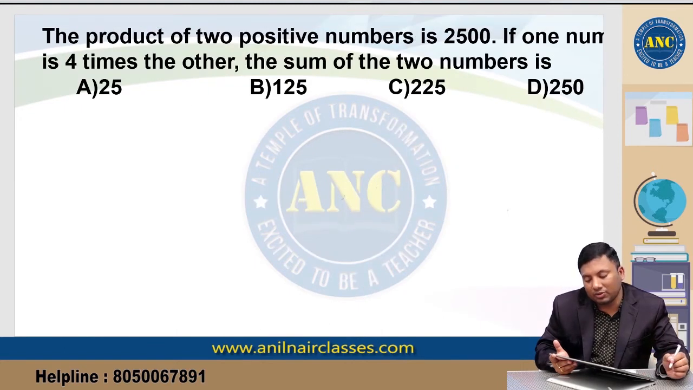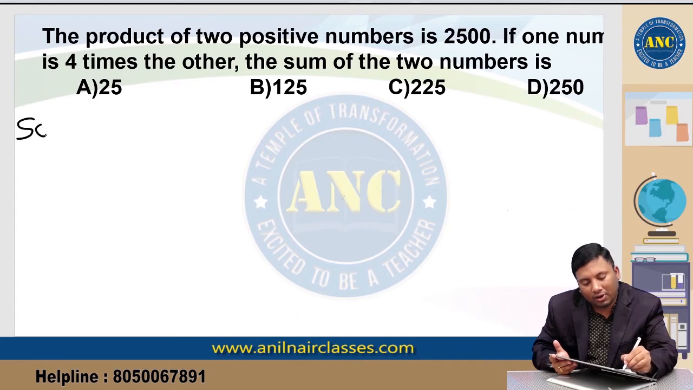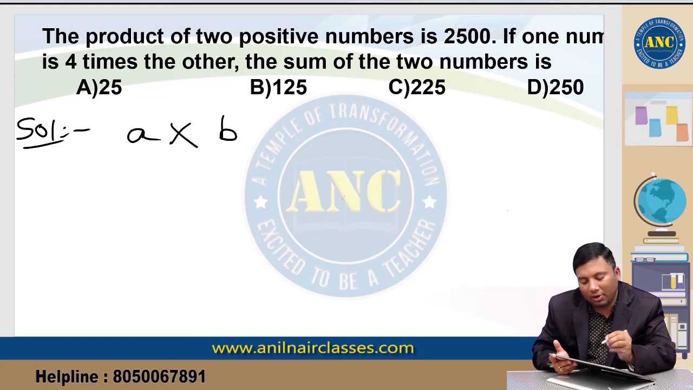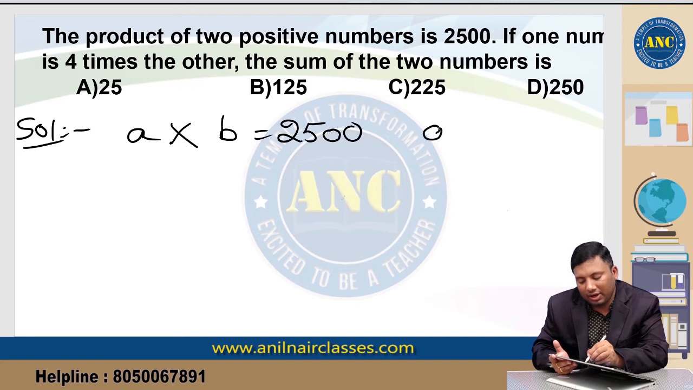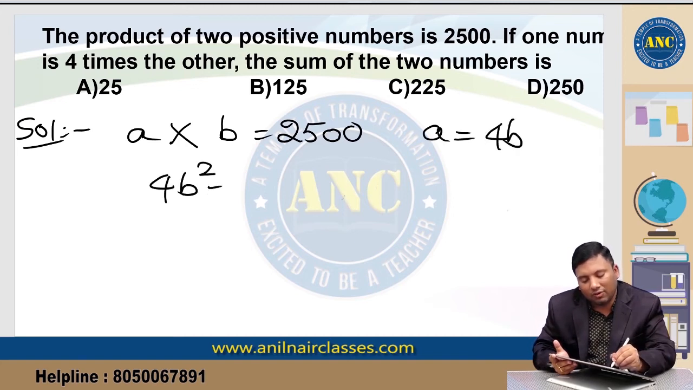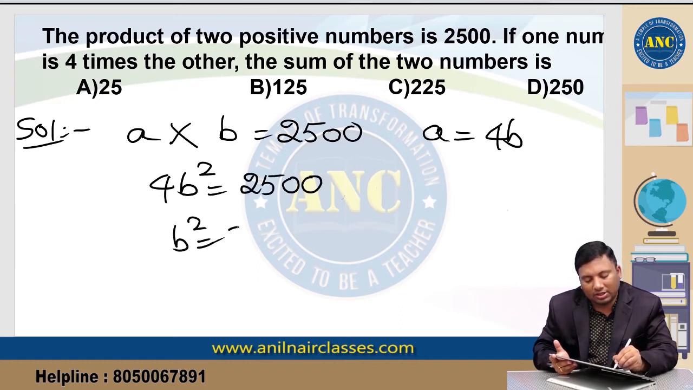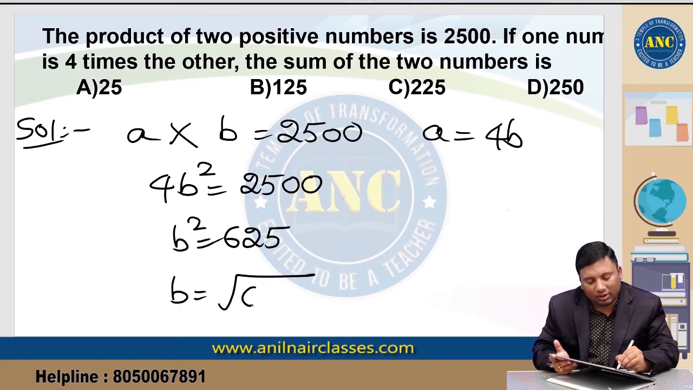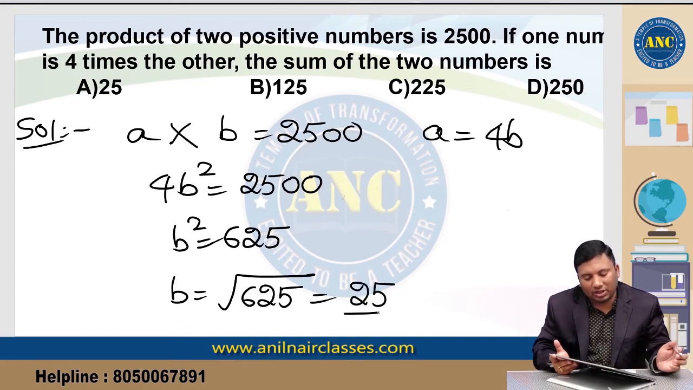Next one: product of two positive numbers. A is one number, B is another number. The product of two positive numbers is 2500. If one number is 4 times the other number, then 4b square is equivalent to 2500. So b square is nothing but 625. So b is the square root of 625, which is nothing but 25. I hope the idea is clear.